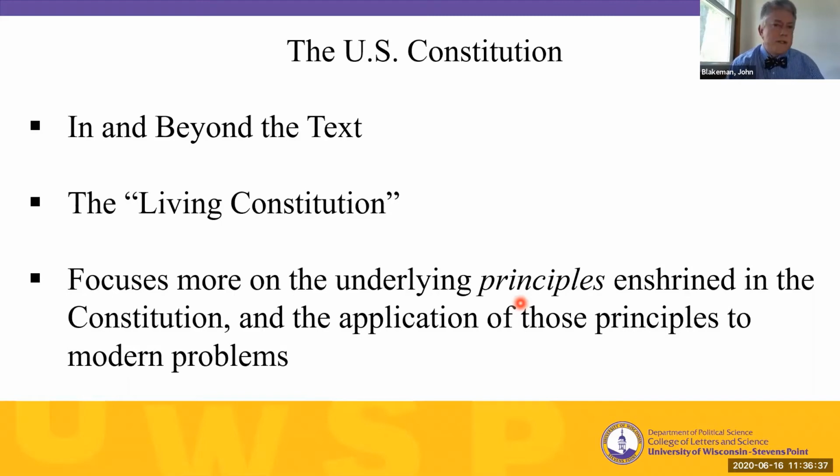So the strict constructionist would say we have to figure out what commerce meant in the 18th century, and then what interstate commerce meant. Whereas the living constitutionalist would say, well, it's the principle at stake. It's not what commerce necessarily meant in the 18th century, the word itself. It's the principle that Congress can regulate commerce from one state to another. This is all tricky stuff.